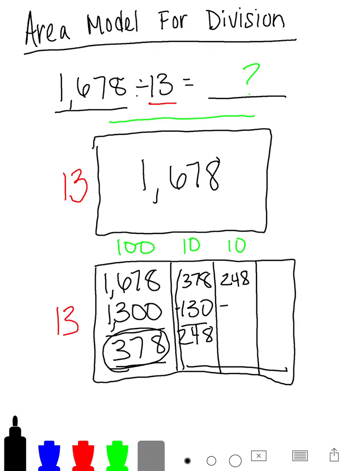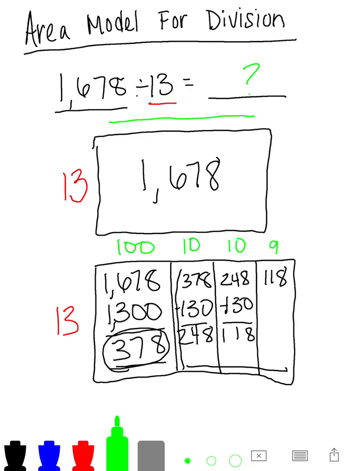So I'm going to do another group of 10. And I'm going to be left with 248, the remaining area, minus 130. That's going to leave me with an 8, a 1, and a 1. So now I have 118 left as my area.